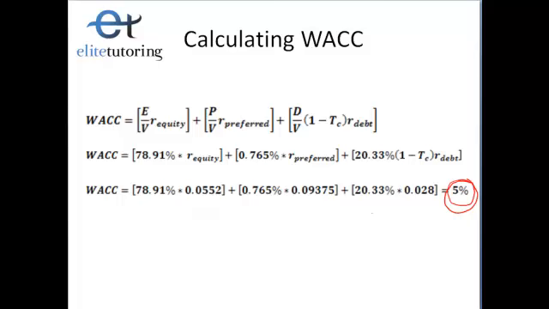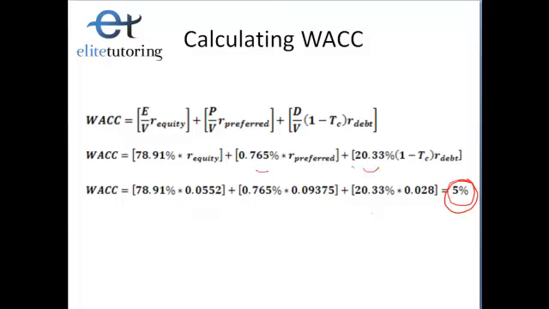Finally, we put this all together to get a weighted average cost of capital. We take the weighting in equity times the cost of equity plus the weighting in preferred times the cost of preferred plus the weighting in debt times the after-tax cost of debt. I have shown you in the formula what it looks like with just plugging in the weightings here.